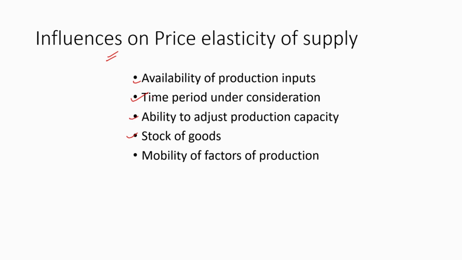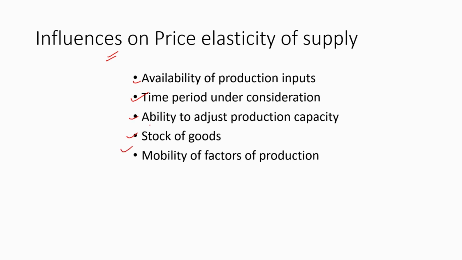Ability to adjust production capacity. If suppliers can quickly and easily adjust their production capacity in response to price changes, the supply will be more elastic. For example, a factory that can quickly retool to produce different products may have a more elastic supply than a factory that specializes in a narrow range of products and has limited capacity to adjust its production.